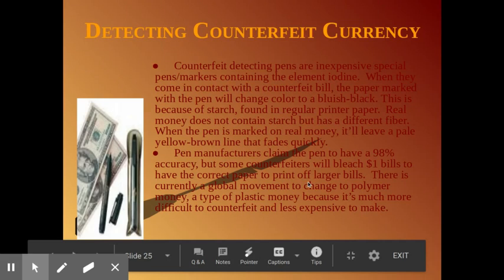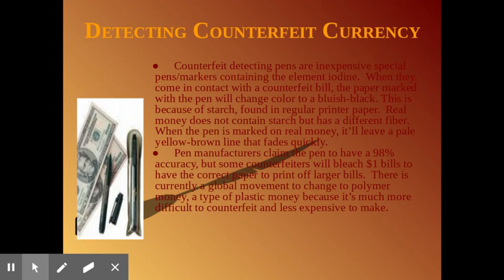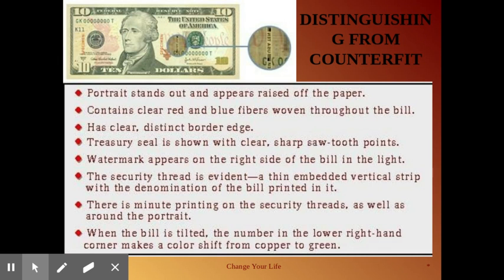The manufacturers of this pen claim that it's 98% accurate. But some counterfeiters will bleach $1 bills and then print on them. So the pen would read like it was a real bill.